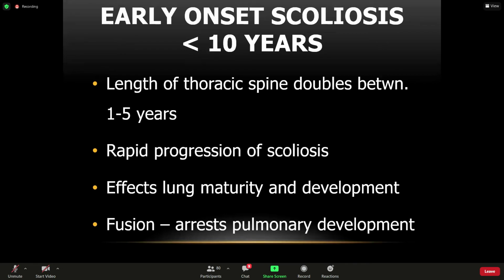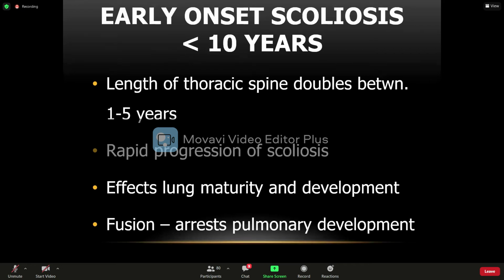The other one is classified depending on the age at presentation. So whether they are below 10 years or above 10 years. Below 10 years, they're called early onset scoliosis. These are difficult. This is the holy grail of scoliosis. They are difficult to manage because many of them progress very rapidly, and you cannot offer them the traditional fusion surgeries that we offer our older children.